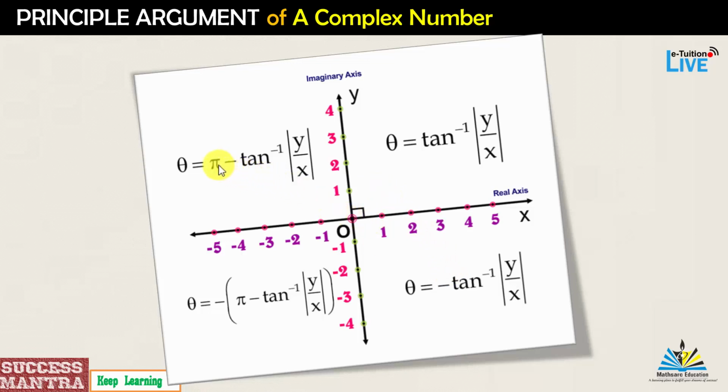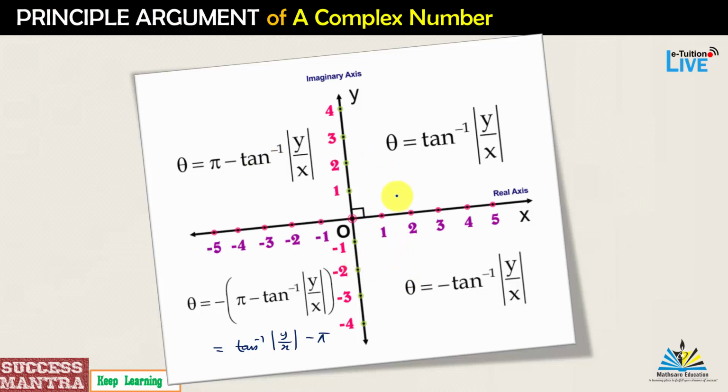In the same way, in the second quadrant, the principal argument is calculated as pi minus tan inverse mod y upon x, and in the third quadrant, that is the negative of this. So here you can observe the minus sign, or you can even write it as tan inverse mod y upon x minus pi, and that is the negative of this. So you need to remember this figure whenever you are going to calculate the principal argument.